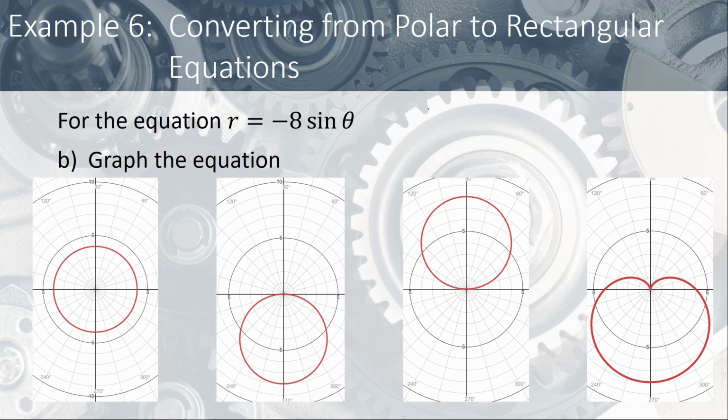Once again, we can actually use our rectangular equation to figure that out. Or we could use this, because once again, this is going to be a circle of diameter 8 going down the y-axis, which of course would be this graph right here. This is a circle of radius 4 that is centered at the origin, so that's out. This is a circle going along the wrong direction, the y-axis. If this was 8 sine theta, this would be correct, but that's not what we're doing. And of course, this is a cardioid, so that is out as well.